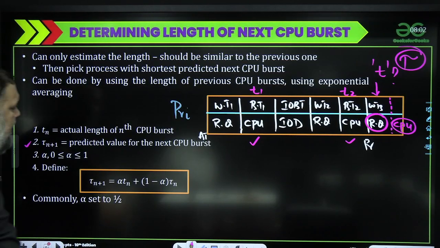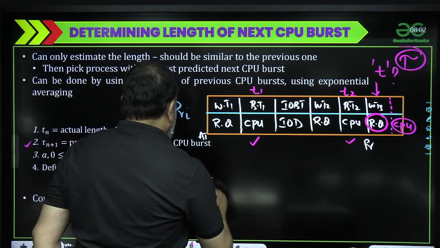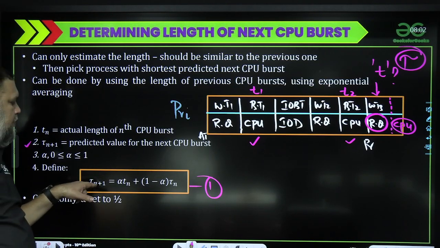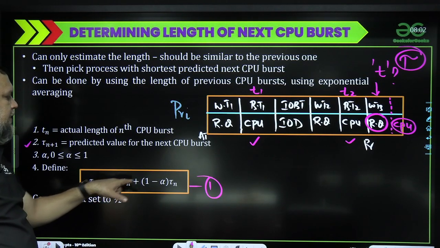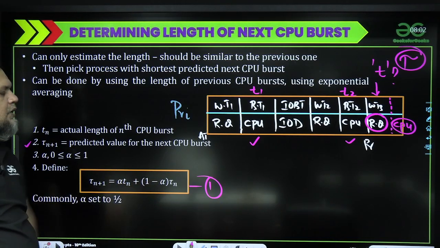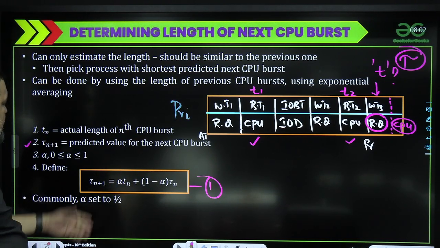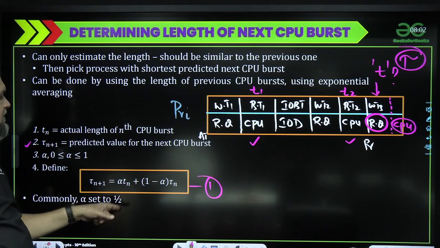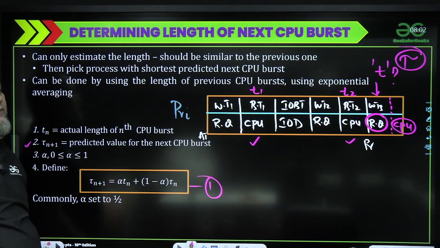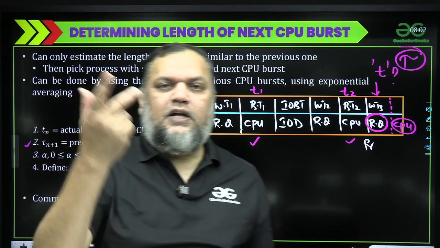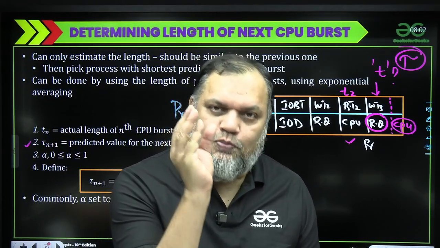If you look at this equation, the next CPU burst prediction is based on the previous completed burst and the previous predicted one. How much weightage we are giving to each is controlled by the value of alpha. If alpha is equal to half, then you are giving 50% weightage. If alpha is equal to 0.7, it is 70% weightage here and 30% weightage here. So in predicting the length of the next CPU burst, I am giving weightage to the previous completed and previous predicted.